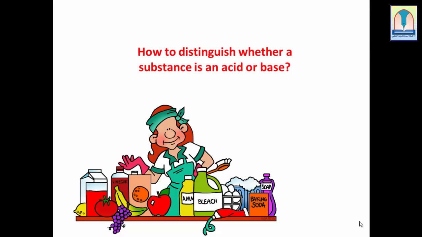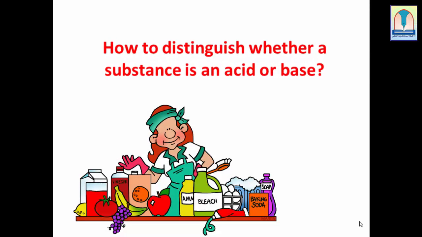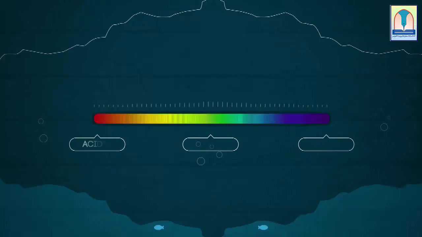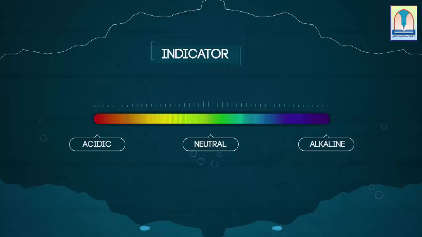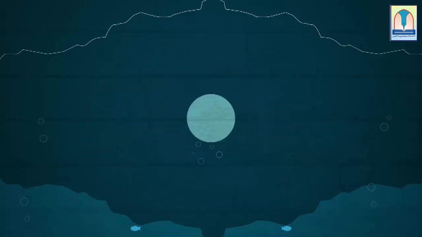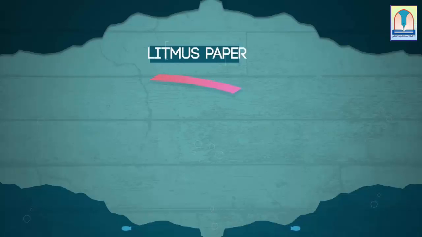How to distinguish whether a substance is an acid or base. A substance can be acidic, neutral, or alkaline, which means basic. We can distinguish the nature of a substance by using an indicator. This indicator is called a color indicator. Let's take an example about a litmus paper.